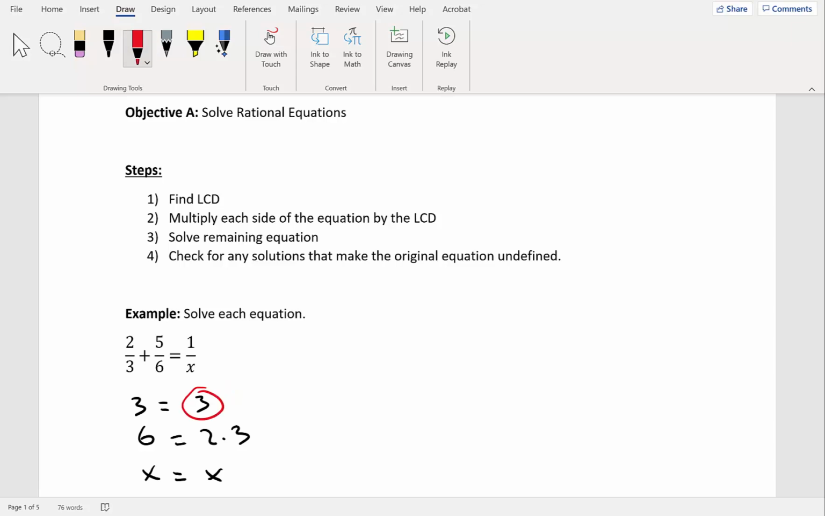Another factor that we have is 2. It only appears once in the second list, so let's circle that 2. And then we have x. So our LCD here is 3 times 2 times x, which gives us 6x. Okay, perfect. That was step 1. We found out our LCD.